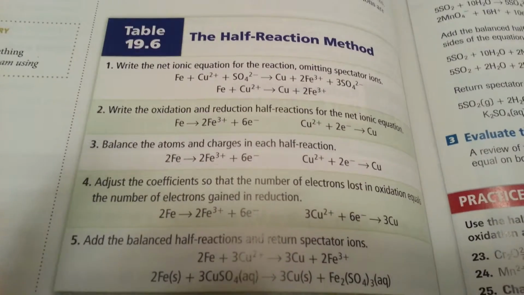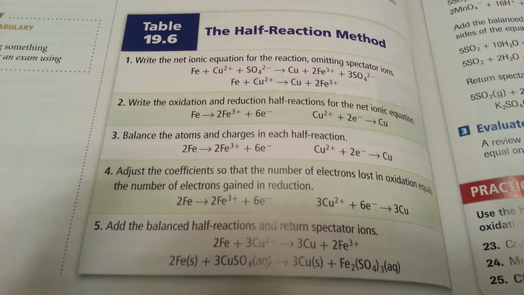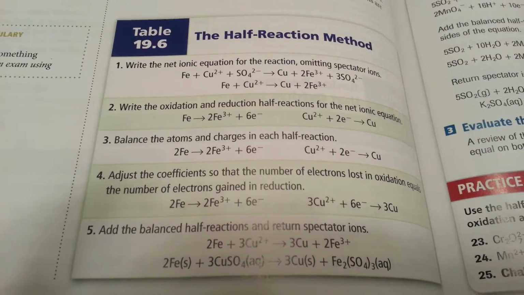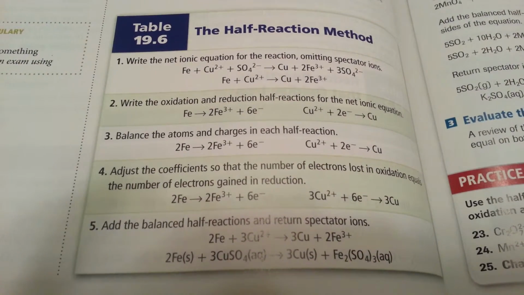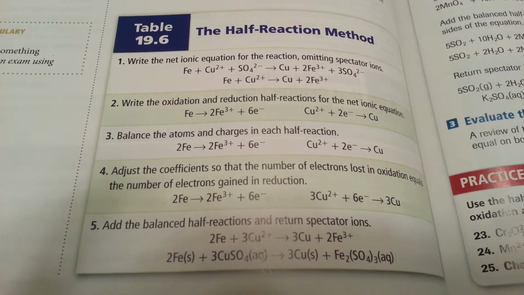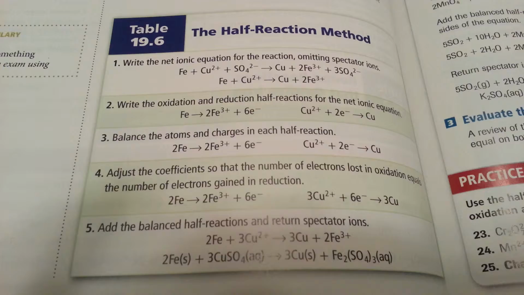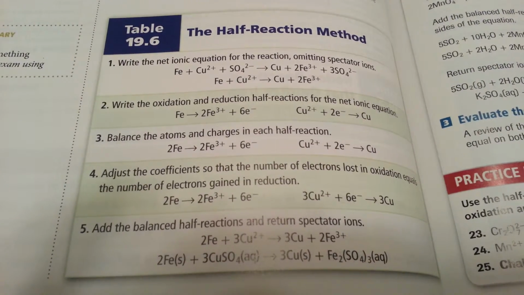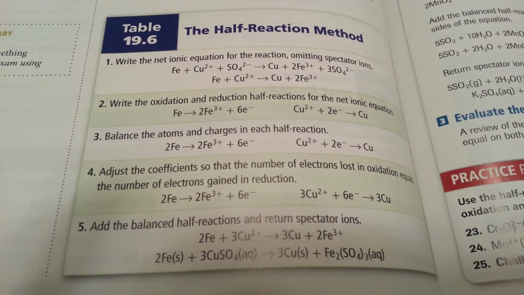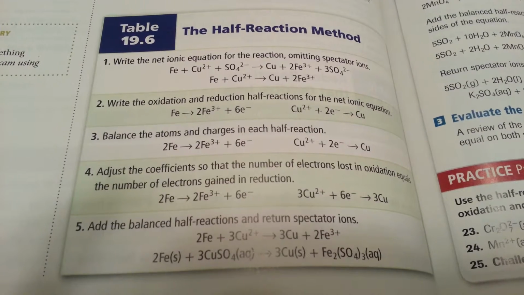So let's talk about balancing a redox reaction using the half reaction method. This was also in your notes packet that you got in class, or if you are copying, this is a very common chart in almost every chemistry book. But the steps are, you first write the net ionic equation for the reaction, omitting spectator ions.